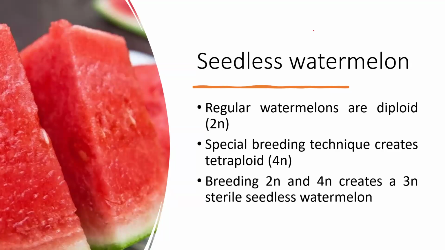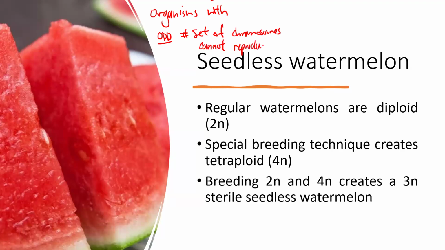Here is the important takeaway message. Any organism that has an odd number of sets of chromosomes cannot reproduce sexually.